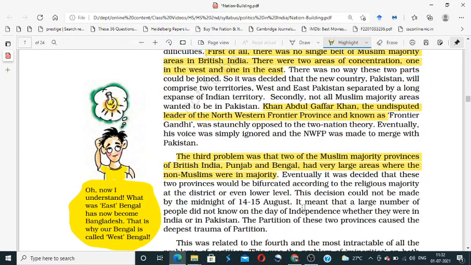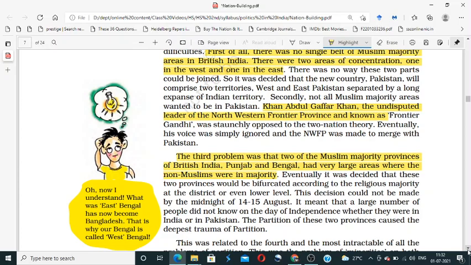You might remember that in 1905, Bengal was divided into two parts, East and West Bengal, and East Bengal and Assam was made into a province. So East Bengal had a Muslim majority, but there was a large number of non-Muslim minorities in both these provinces.